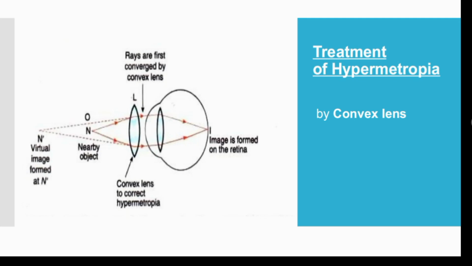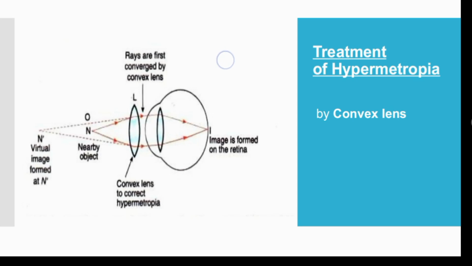So when we add a convex lens, what will happen is that if the power of the eye is 58 diopters, the power of the convex lens will be added to it. Convex lenses are the plus lenses, or the converging lenses, right? So 58 plus 2 diopters can be 60 diopters, or 60 plus, depending on the power of the eye and the power of the lens.